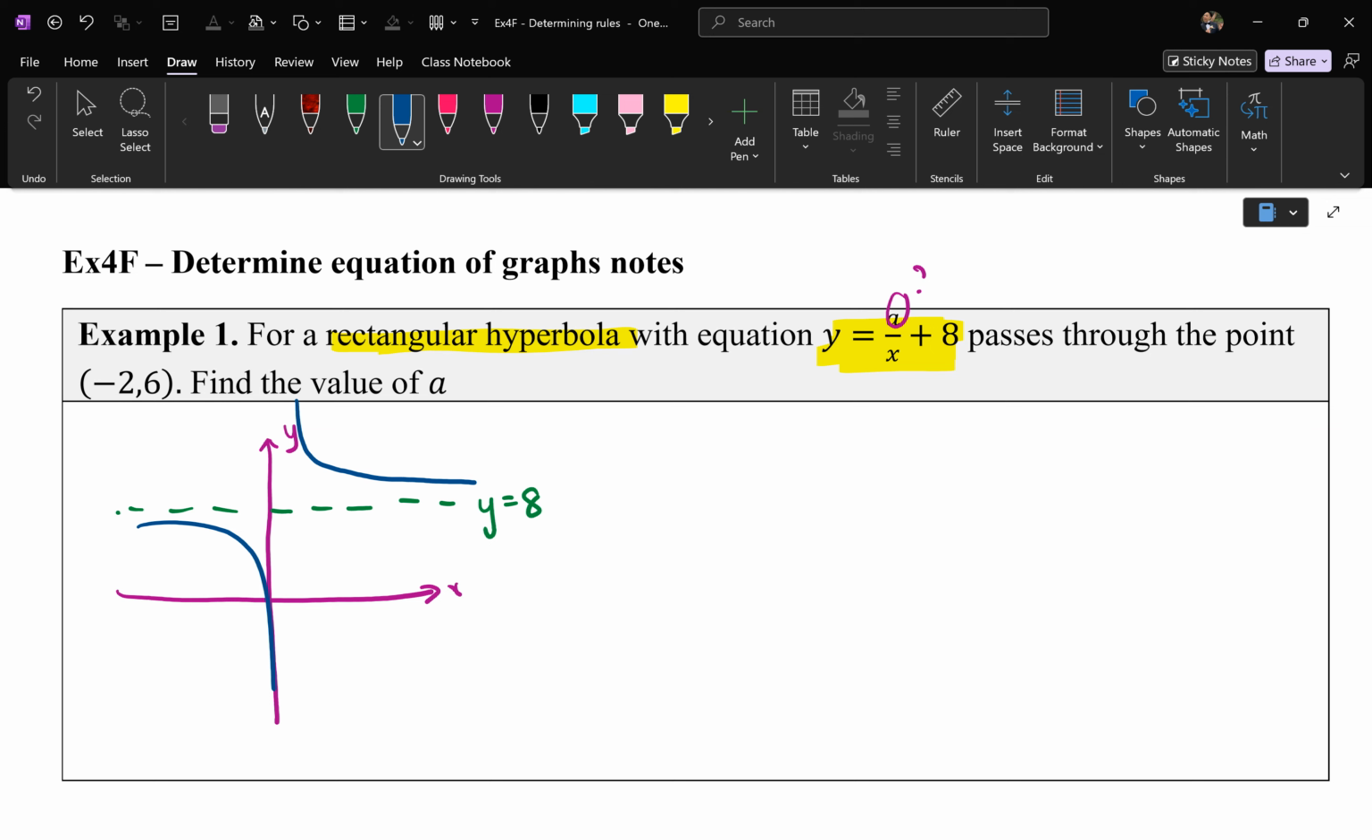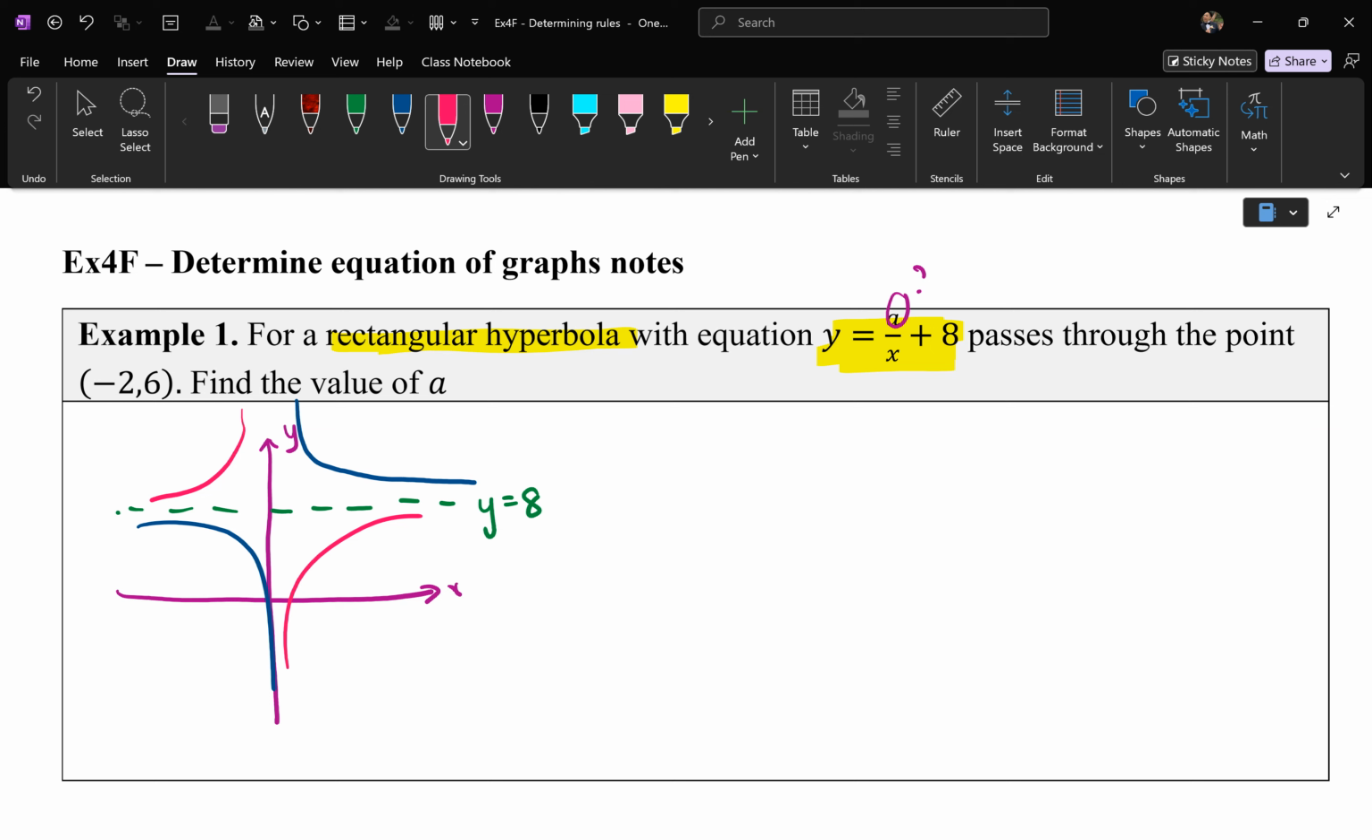So that's one of the first skills you should be able to do: identify that +8, and this is what it roughly looks like. What I don't know is whether this is the correct shape for A, because A could be negative. If A is negative, then the shape will look like this now. See what I mean?